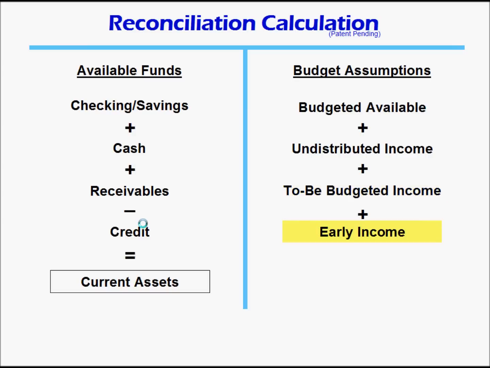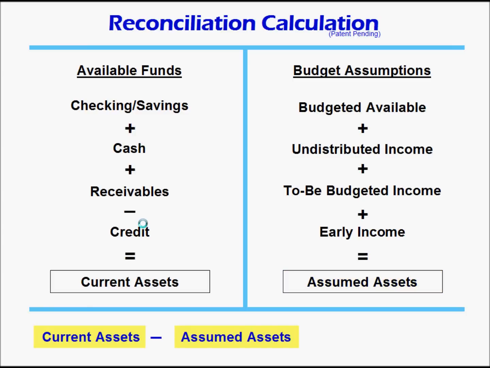The third income element is early income, or late income if it is a negative number. This is where you tell 3D budget if you have any paychecks that were received early or late. This is necessary so that 3D budget knows how to evaluate the money in your bank accounts. We can refer to the total of these 4 elements as assumed assets. This is what your available funds should be according to your budget assumptions. As with current assets, everything except for early income is calculated automatically by 3D budget and can be reviewed at any time in the reconciliation screen.